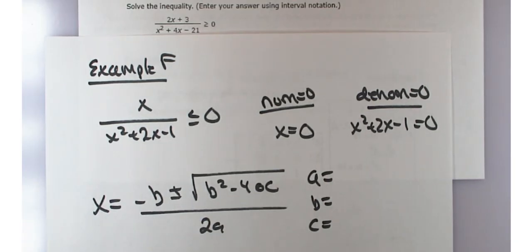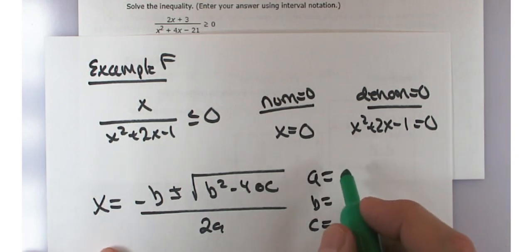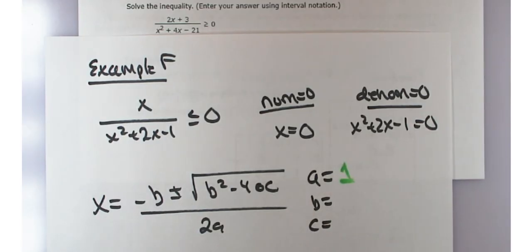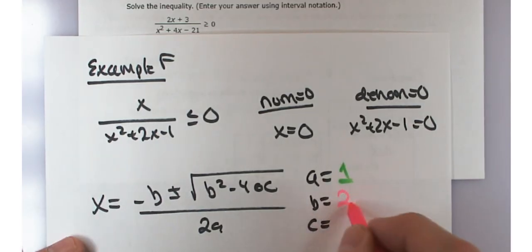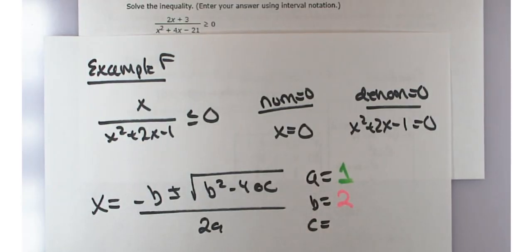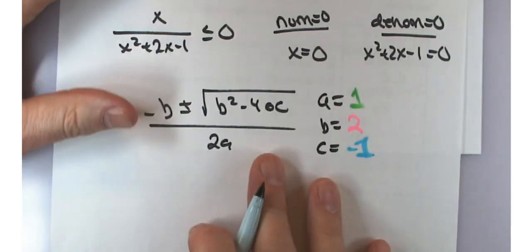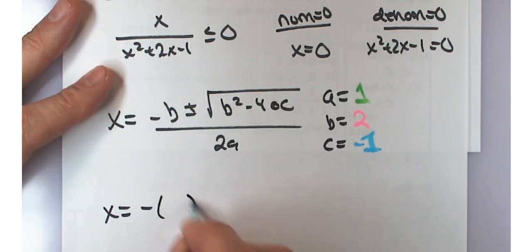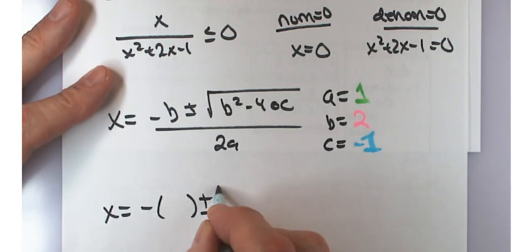So let's think, what are we going to get here? What's a for this one? 1. And b is 2. And c is negative 1. Awesome. Thank you so much. When you fill in the quadratic formula, it's not a bad idea to fill it in with big parentheses like this.